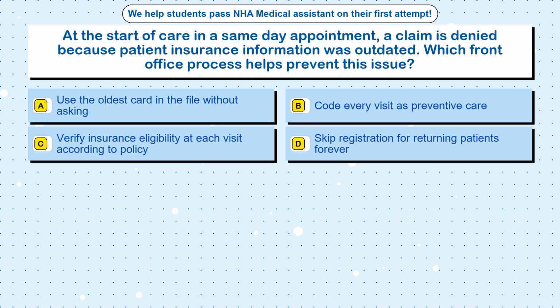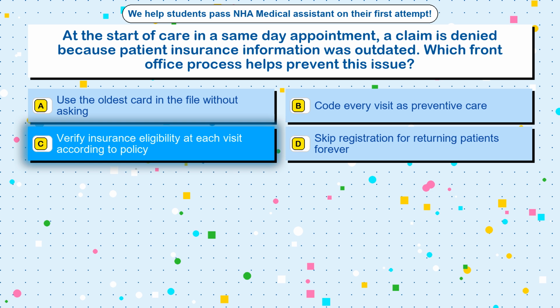Question 36. At the start of care in a same-day appointment, a claim is denied because patient insurance information was outdated. Which front office process helps prevent this issue? Option A, use the oldest card in the file without asking. Option B, code every visit as preventive care. Option C, verify insurance eligibility at each visit according to policy. Option D, skip registration for returning patients forever.